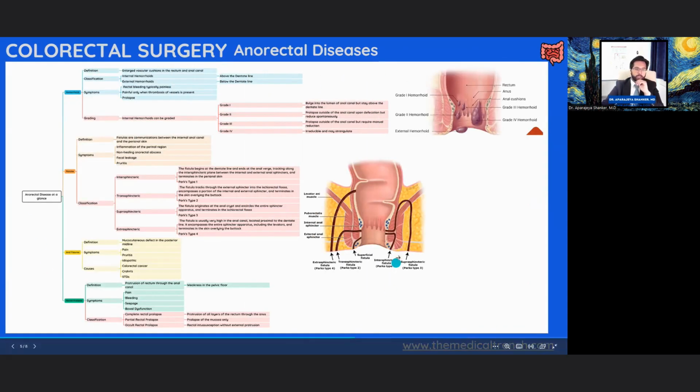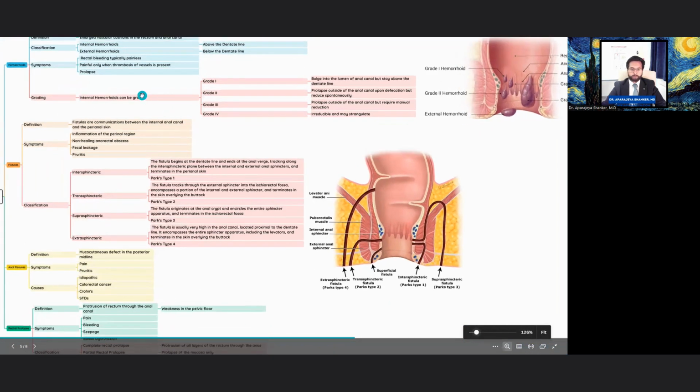Anorectal disease. Now, can everybody see the slide? Are the font sizes too small? Okay, so the font sizes are a bit too small. So what I'm going to do is I'm going to zoom in.